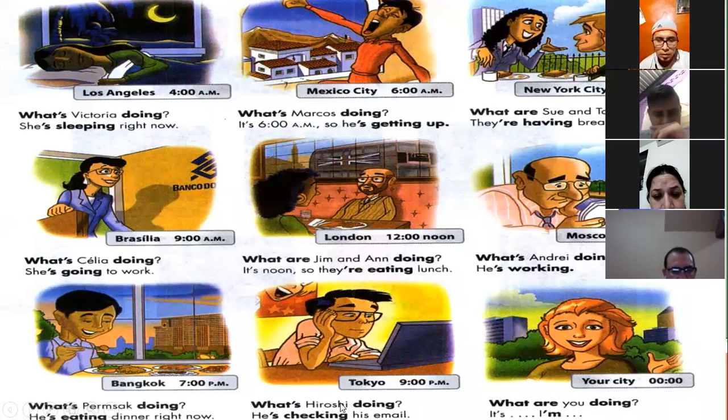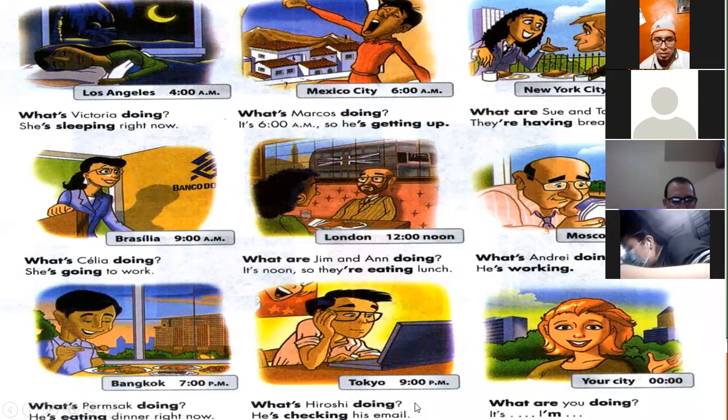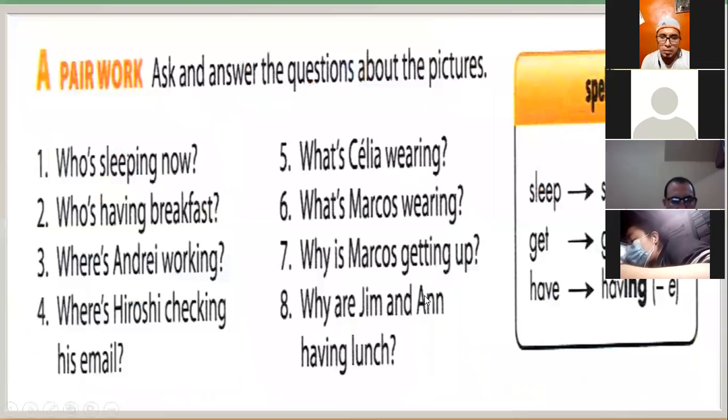What is Hiroshi doing? He's checking his email. Excellent. Okay, very good. So these are the questions, right? That's it. Who is sleeping now?